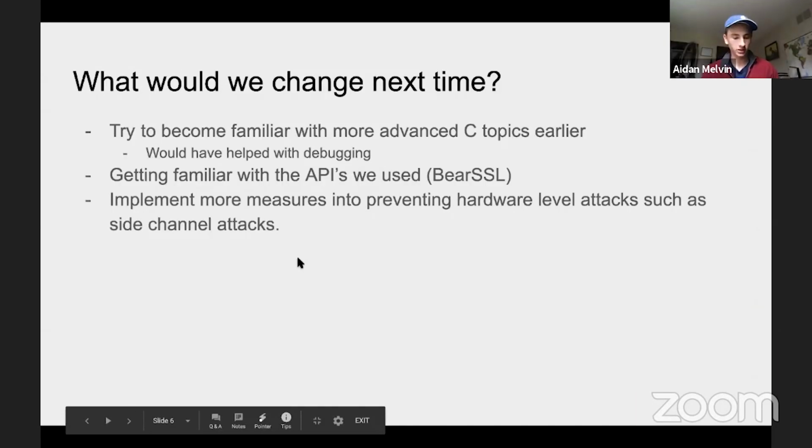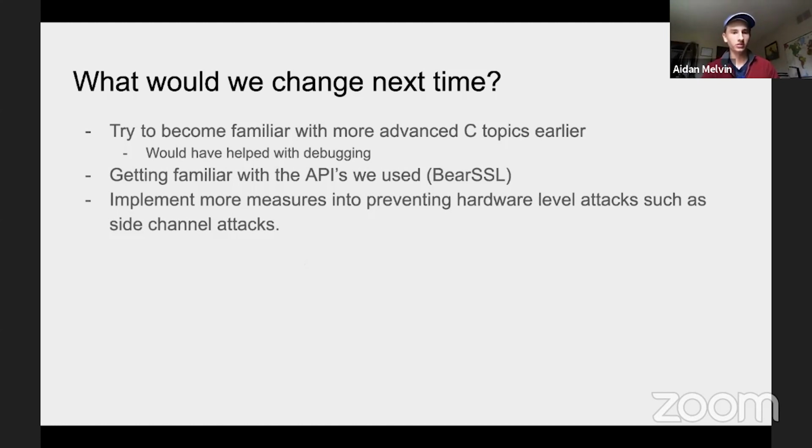Despite all of these design protocols that we came up with, there are a few things that we would change next time. The first thing is trying to become familiar with C topics a little bit earlier. This would have helped the whole team debug our code more effectively and more quickly. Next would be getting more familiar with the API that we used, which mainly was BWSI, an encryption library made specifically for embedded systems. It's made to be very efficient, but it also has not very optimal documentation, making it slightly difficult to implement.